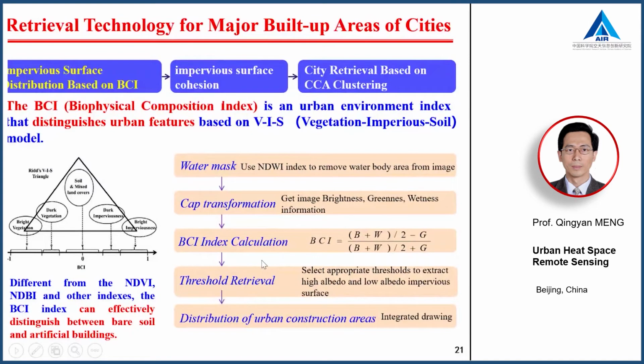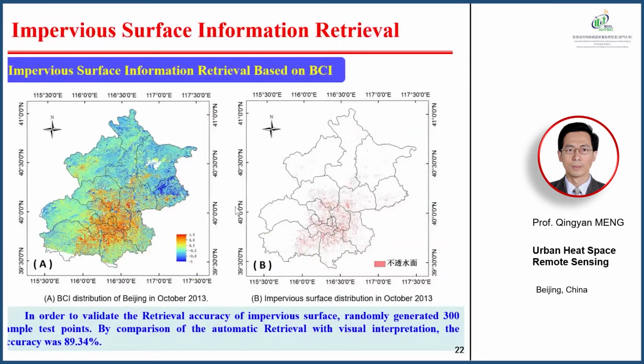Select the appropriate thresholds to extract the high albedo and the low albedo impervious surface. Then we get the distribution of the urban build-up area. Then we get the result, the impervious surface information retrieval based on the BCI, okay?